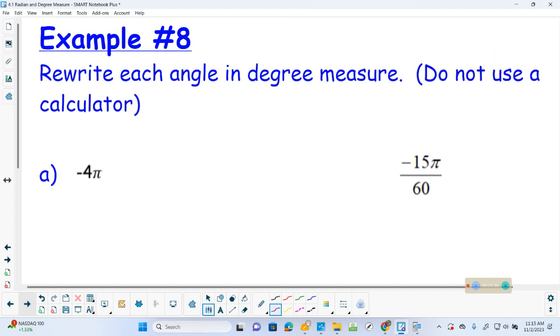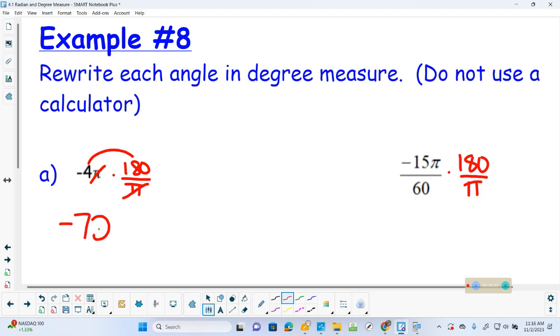All right, let's do the opposite now. So we're in radians, we're going to convert to degrees. So 180 over pi. Okay, so the pi's of course cancel. You might need your calculator, I don't know, maybe not, for negative 4 times 180. What's negative 4 times 180? Oh. Negative 720. Make sure you put the degree symbol on.